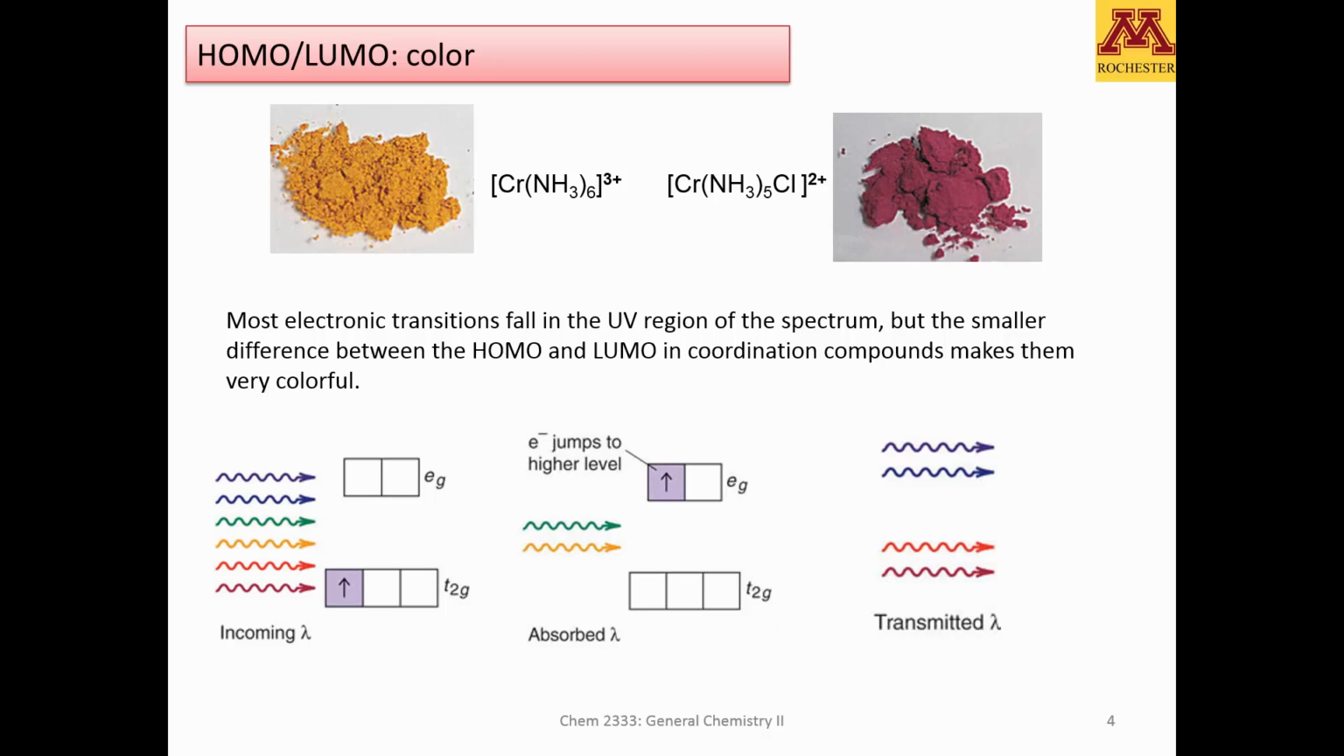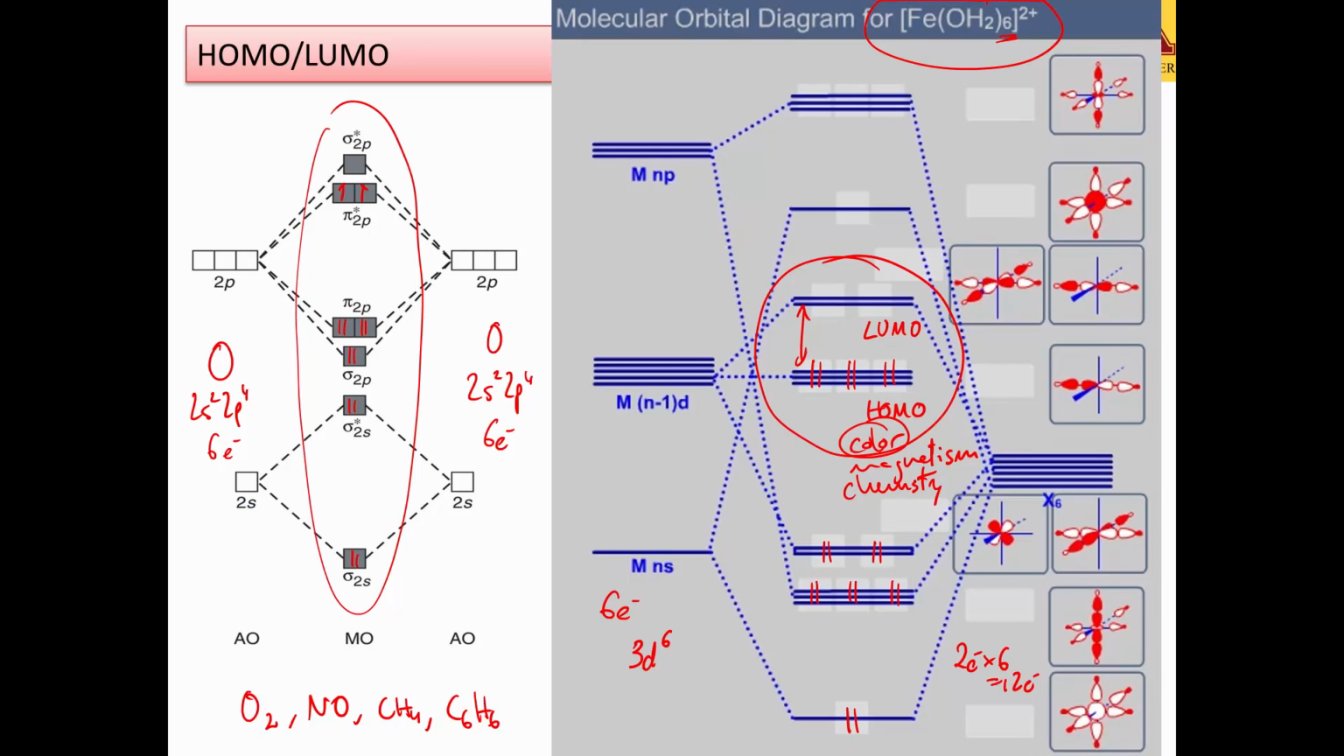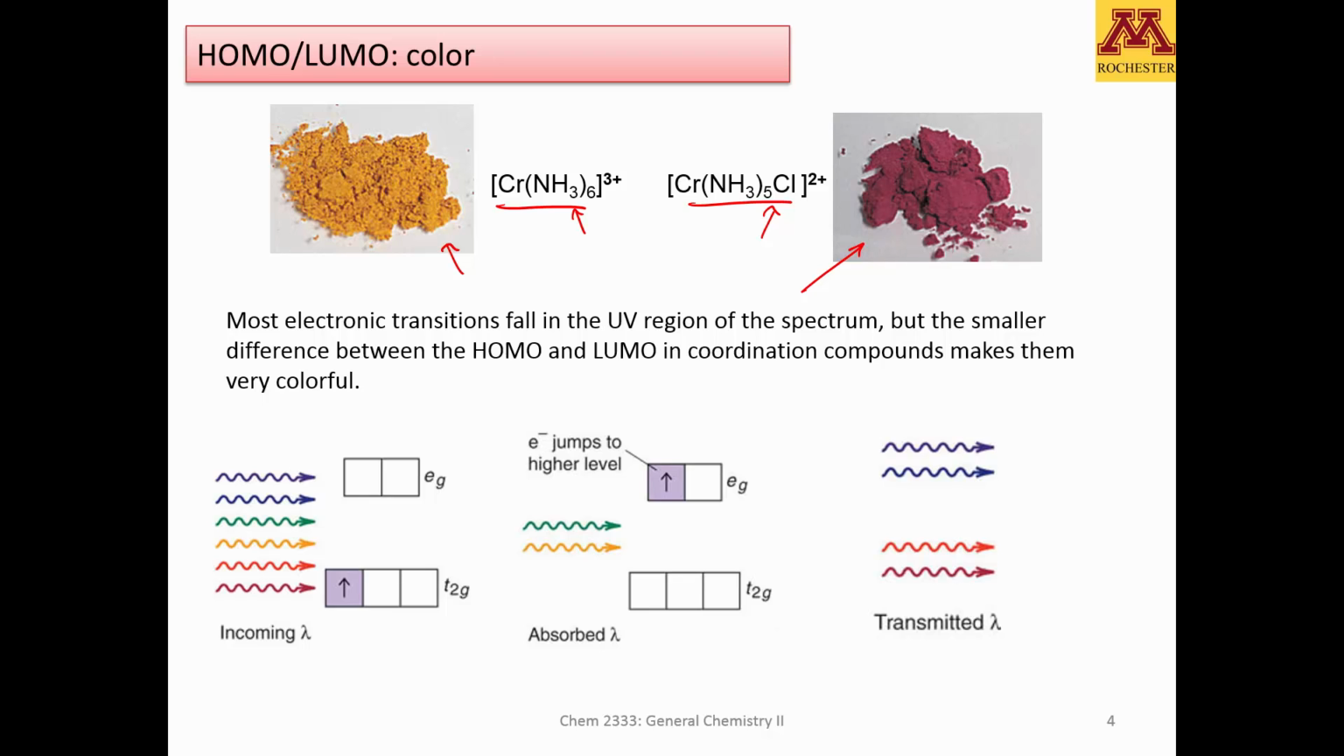Well, an example is when you have these two coordination compounds. Notice that we just substituted one ammonia here by one chloride. They are all chromium 3, but this one is orange and this one is purple. Now, we must say that most of the time the difference between the HOMO and the LUMO is so large that it falls in the UV region. That is, we cannot see the light that interacts with the electrons in the HOMO and the LUMO.